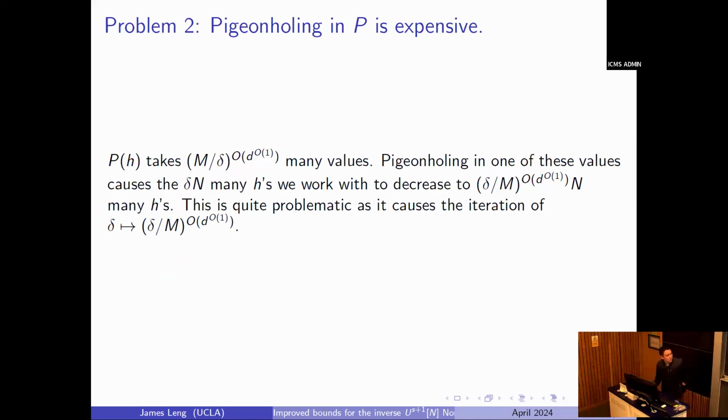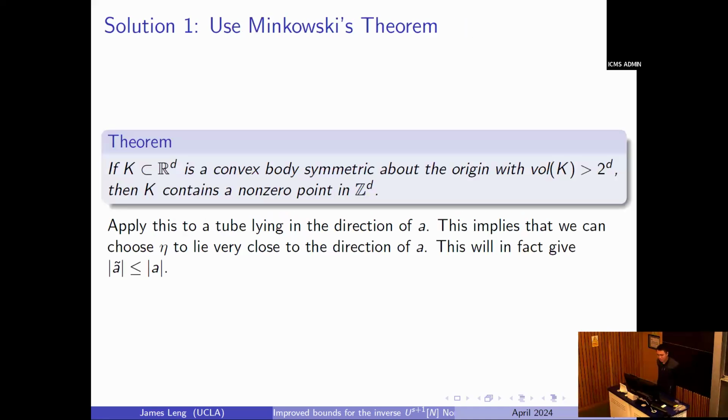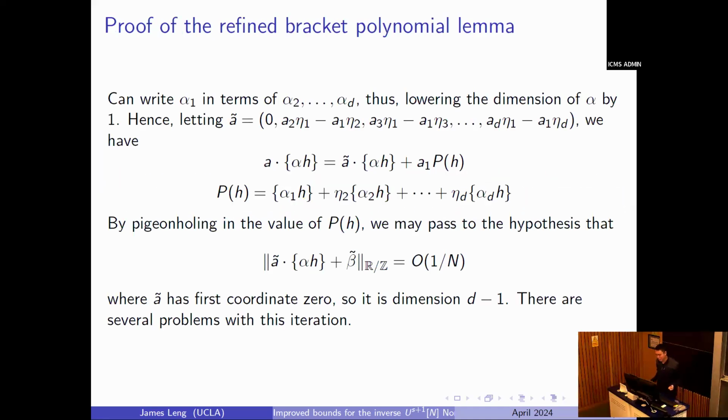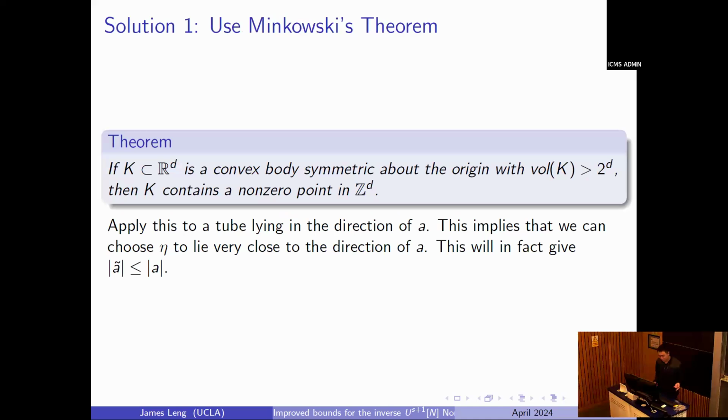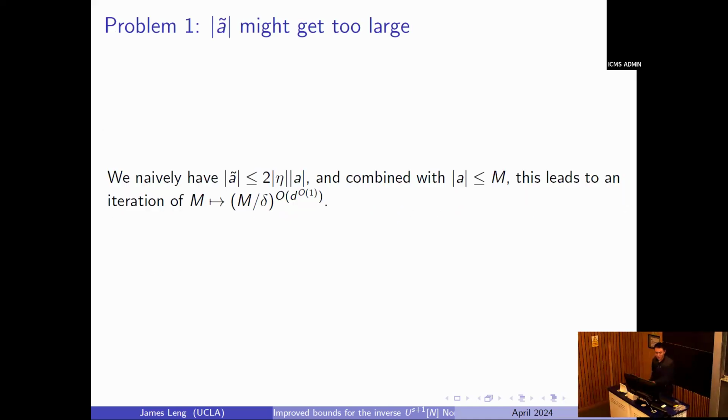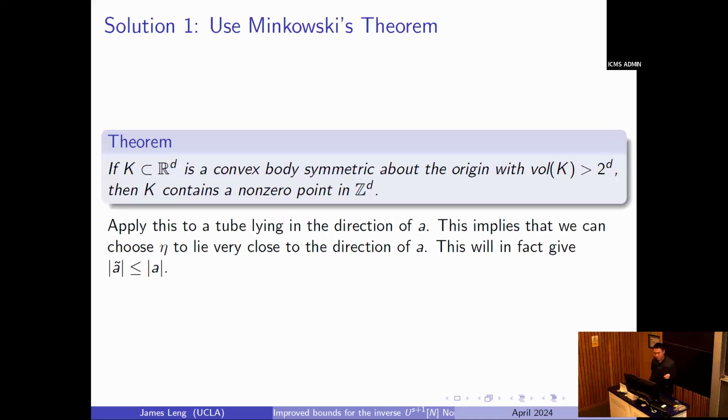So the second problem with this iteration is that when I pigeonholed in each of these level sets, that's a bit too expensive, right? Because P of H is, naively, bounded by the size of eta times D. And the size of eta is like M over delta to some power.